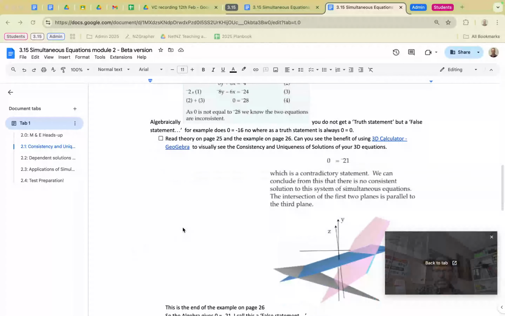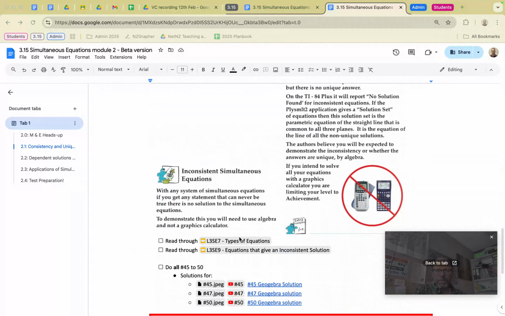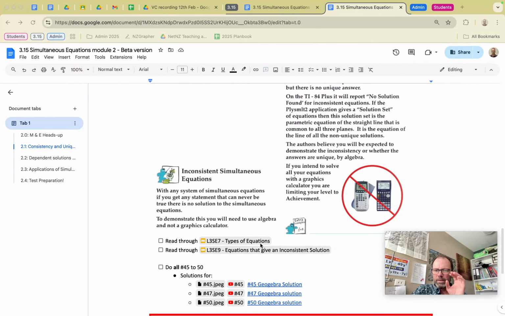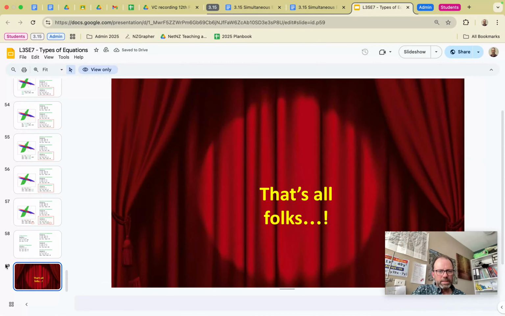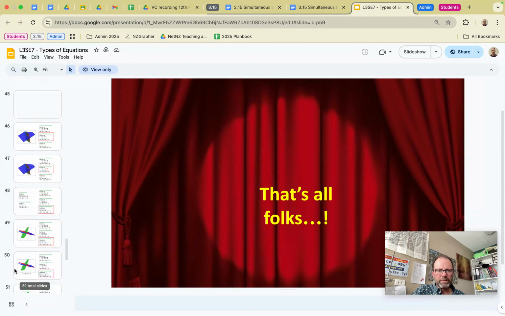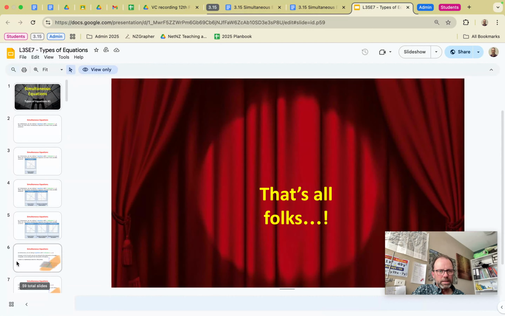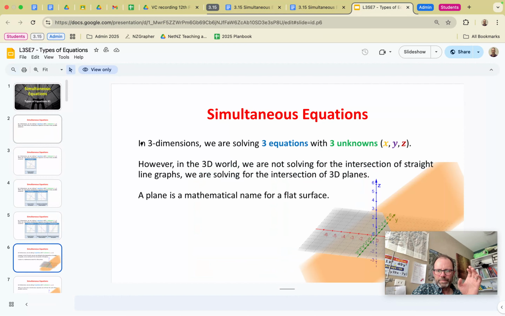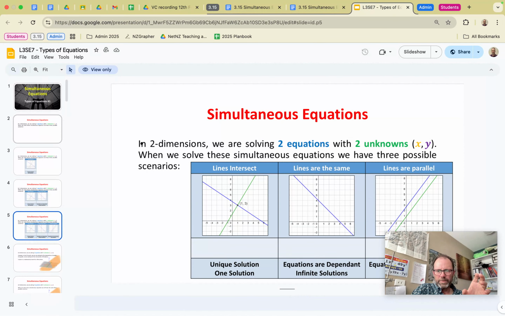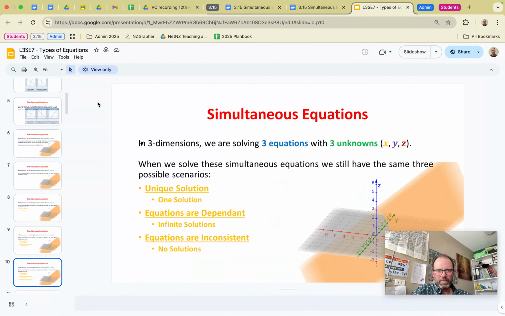Let's go back to the notes here. To supplement your notes, do look at this here. These are really good. This one here, types of equations. Let's open that one up. Okay, it does look scary, 59 pages. Don't forget, each one's just a slight click. And again, it starts off with two-dimensional here. And okay, let's just stop at this point.